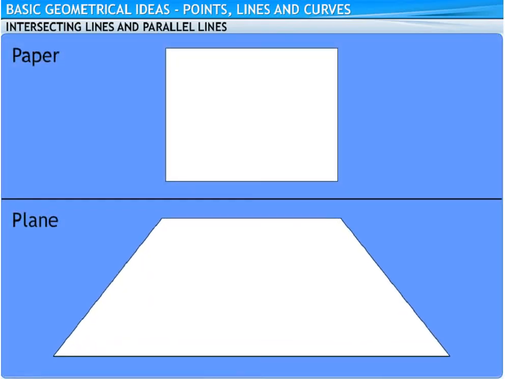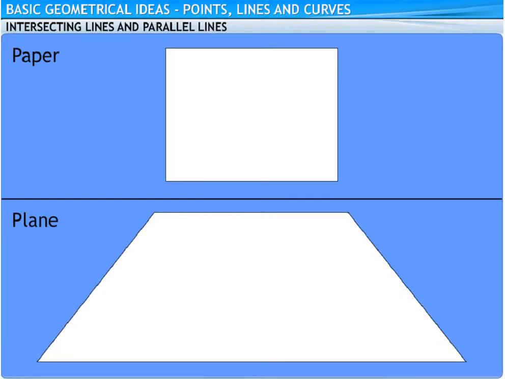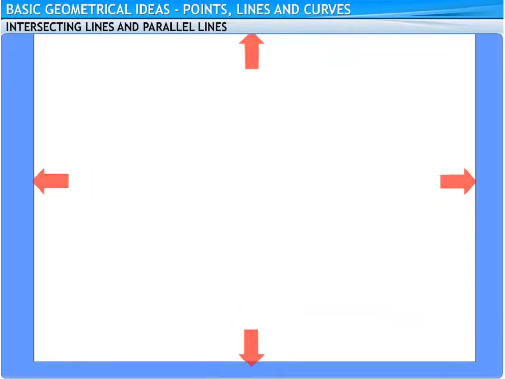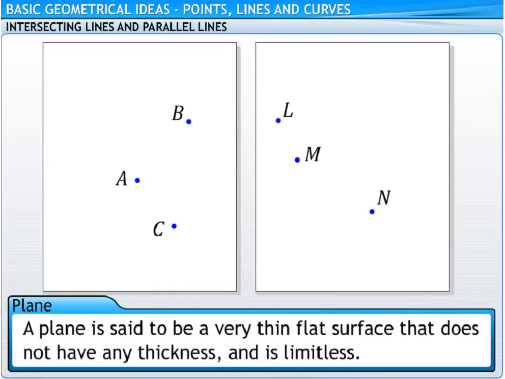Unlike the paper, a plane does not have any thickness. So, the top of the paper that is limitless can be thought to be a plane. Based on the discussion, a plane is said to be a very thin flat surface that does not have any thickness and is limitless.